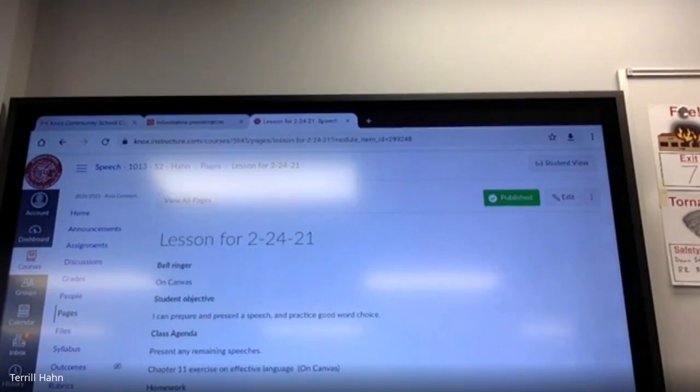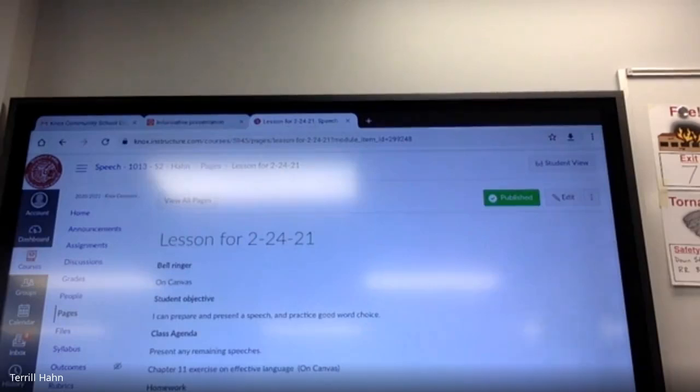Abstract words are words that are used when we're talking about things that are more like a feeling or an idea, like the idea of freedom or the feeling of love. Those are abstract things, okay? They're not actual objects or something that we can see or hear. So those are your concrete and abstract words.